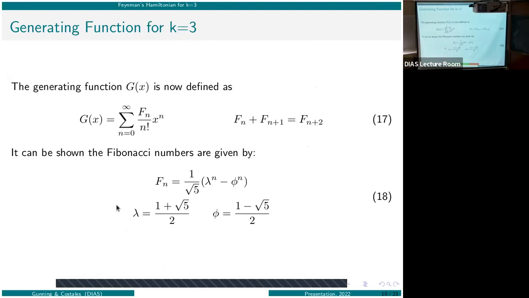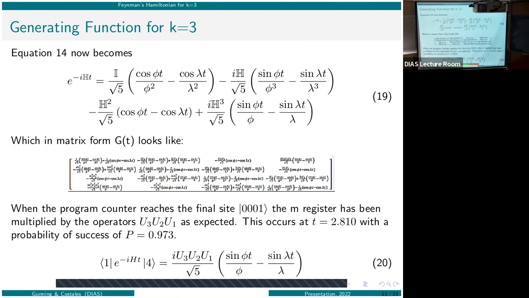Now we defined the generating function as shown, and by using the relationship between the Fibonacci numbers, which is that each term is the addition of the two previous terms, it was able to be shown that the Fibonacci numbers were given by this equation here, for lambda and phi shown there in 18. So finally, substituting this into our calibration operator expansion, we got this final form for our matrix G of t.